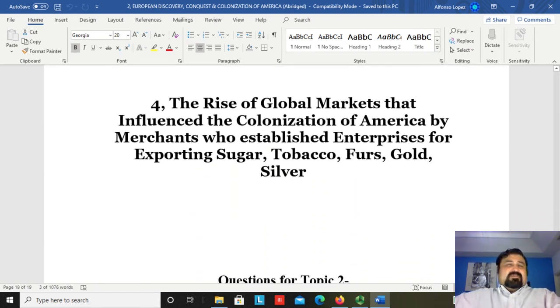And at the end, what we see is the rise of global markets that influenced the colonization of America by merchants who established enterprises for exporting sugar, tobacco, furs, gold, and silver. This is another thing that we learn, the rise of a world market, this idea that the world is a marketplace, that there's a demand for certain precious goods, that influenced the colonization of America itself, by merchants who were coming on behalf of the European monarchs to establish enterprises like plantations, mines, and trading companies like the fur companies, for the purpose of generating those products like sugar, tobacco, furs, gold, and silver.